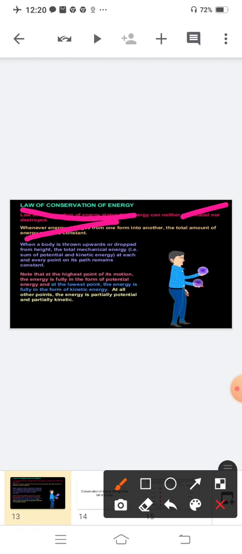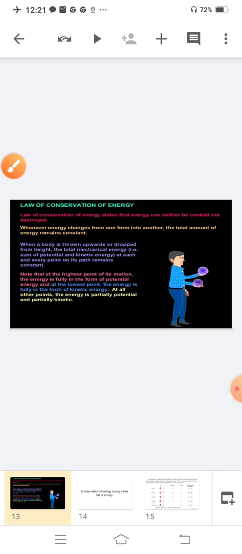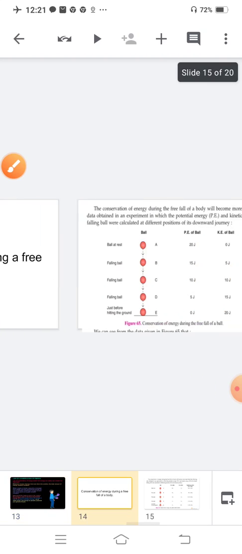When a body is thrown upwards or dropped from a height, the total mechanical energy, that is the sum of potential and kinetic energy at each and every point on its path, remains constant. Note that at the highest point of its motion, the energy is fully in the form of potential energy, and at the lowest point, the energy is fully in the form of kinetic energy. At all other points, the energy is partially potential and partially kinetic. This I will explain in the example.